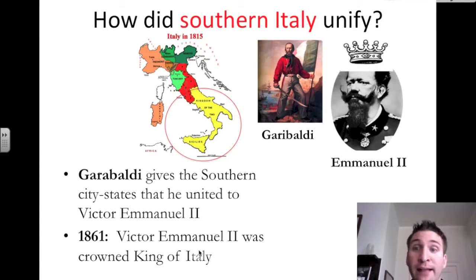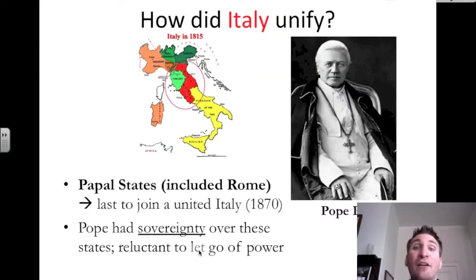And there he is, Emmanuel II with a crown. How did Italy unify? It had to find a way to get the Papal States to join it. The Papal States, shown here in red in central Italy, included the city of Rome, and the Papal States were the last to join a united Italy in 1870.